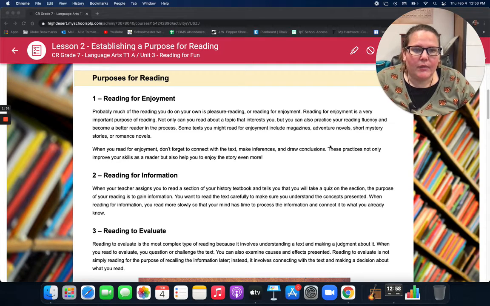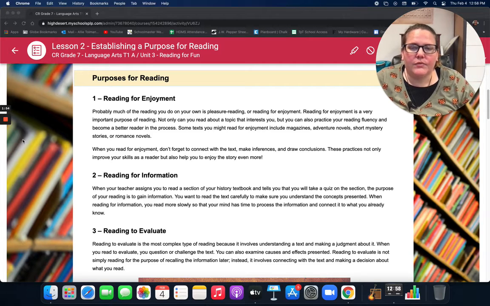Some texts you might read for enjoyment include magazines, adventure novels, short mystery stories, or romance novels. When you read for your enjoyment, don't forget to connect with the text. Make inferences and draw conclusions. These practices not only improve your skills as a reader, but also help you enjoy the story even more.